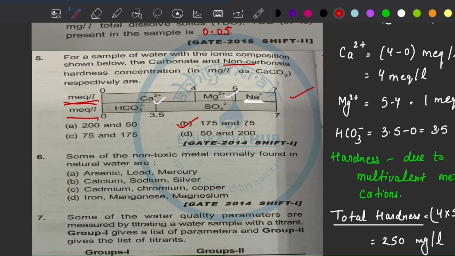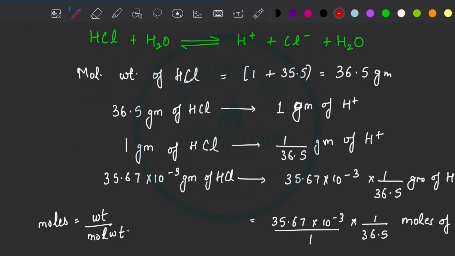Some of the non-toxic metal normally found in natural water are. Now we need to know what types of metal are toxic and what types of metals are non-toxic in the water. There are some options like arsenic, lead, mercury, calcium, cadmium, sodium, silver, chromium, copper, iron, manganese, magnesium. So we should know which types of metals are toxic and which should be avoided in the water.